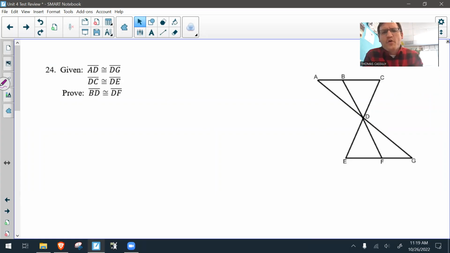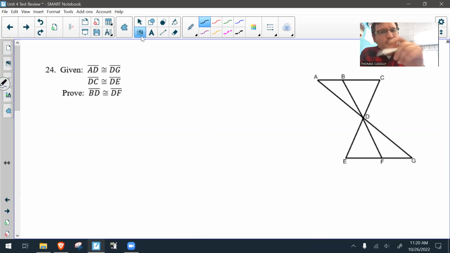I'm pretty sure this was a homework problem. ADDG. Yeah, this is a homework problem. All right. This was on homework 4.6. I think this is the first homework problem on section 4.6. So let's do it anyways.